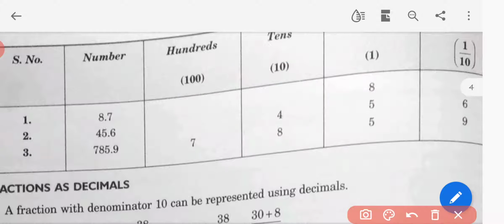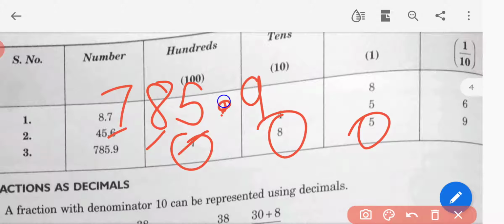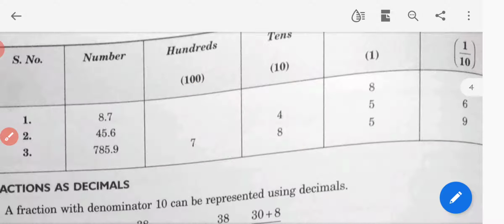785.9. 785.9. So its place value is ones, tens, hundreds. So right here 7 hundreds, 8 tens and 5 ones, and 0.9, after the decimal, 9 will be in the 1/10th place.